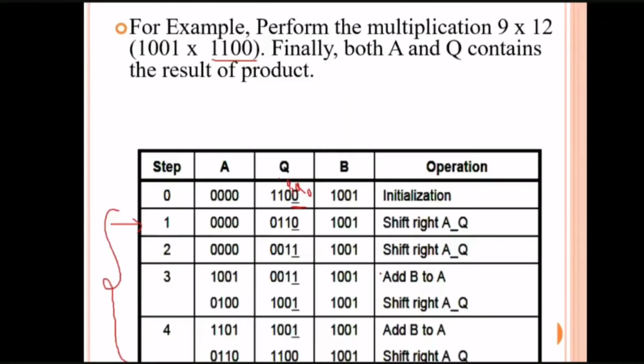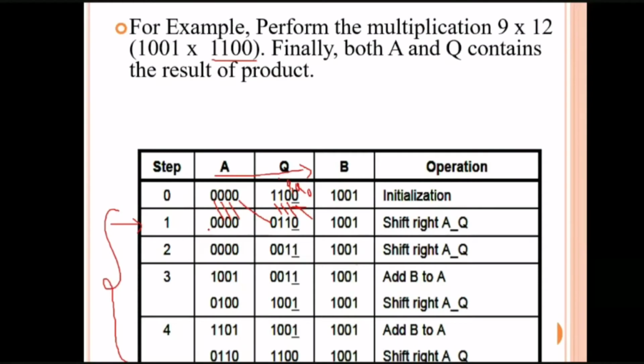So here you can see it is moved. So this is A and Q. Now we need to shift A and Q to the right. So if we shift, what will happen? This 0 will go out. Okay. So this 0 will come here. This 1 will come to next location. This 1 will come here. And this 0 will come here. And this 0, this 0, this 0.